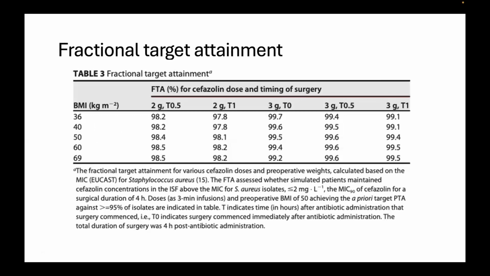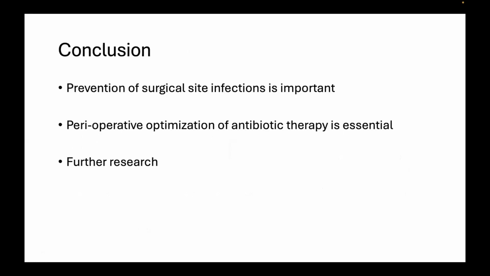This obviously increased as the dose increased. So I hope that data gives some insight into how we can use our pharmacokinetic analysis to optimise our dose for patients in the peri-operative period. The prevention of surgical site infections is very important, and the peri-operative optimisation of antibiotic therapy is essential as part of a holistic strategy to reduce surgical site infections in our patients. There needs to be further research, of course, using the unbound concentrations in those target tissues to really optimise our doses in different surgical subtype groups.